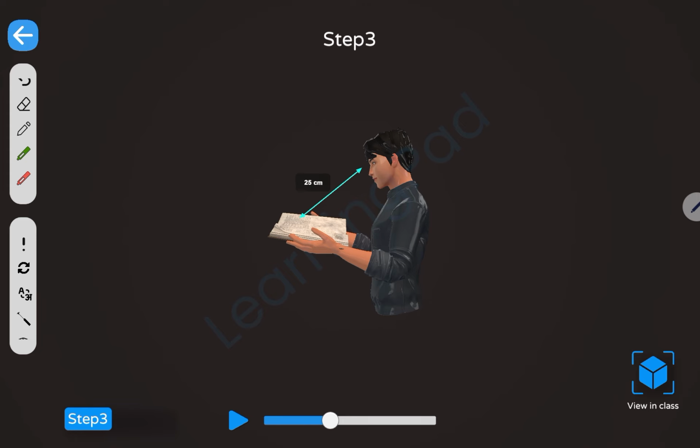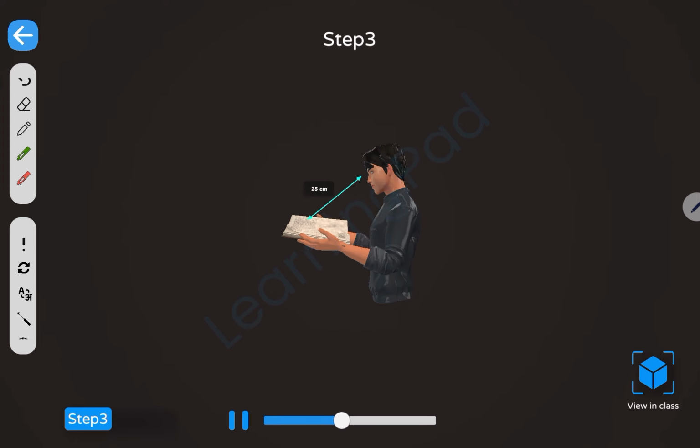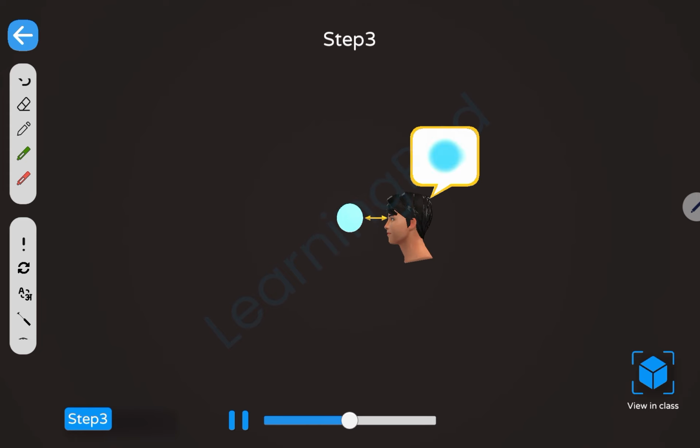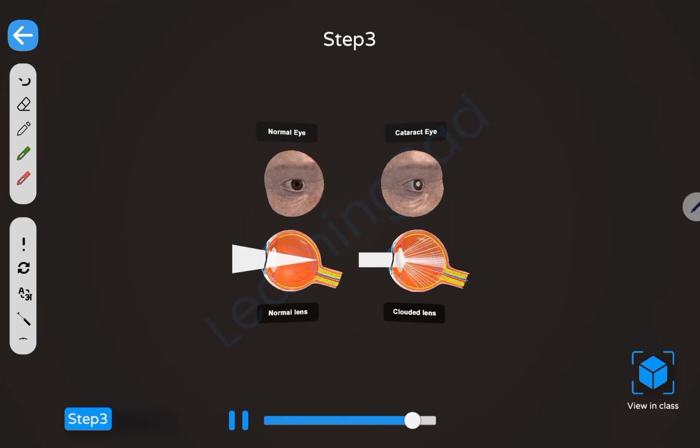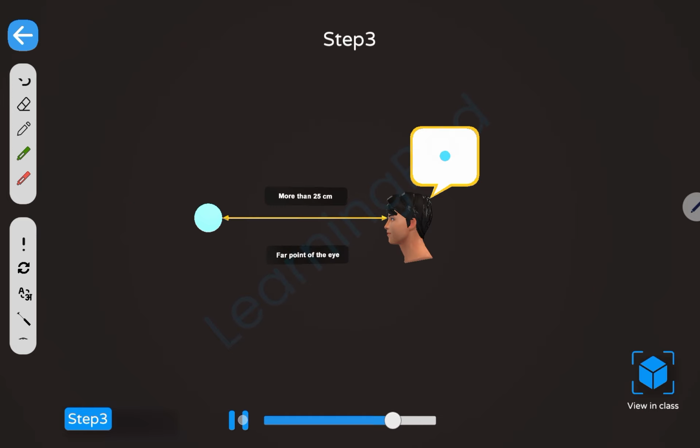Okay. And next, coming to the defects. Some persons can see objects which are very close but cannot see the distant objects very clearly. On the other hand, some persons cannot see the objects which are nearby, but they can see the distant objects, that is, at infinity position. Such conditions can be corrected using corrective lenses.